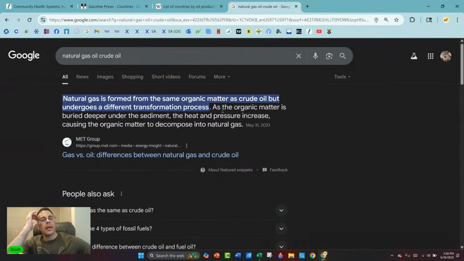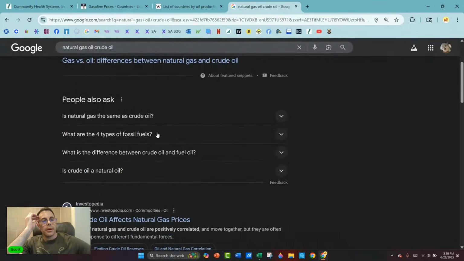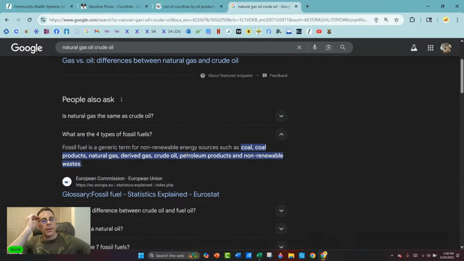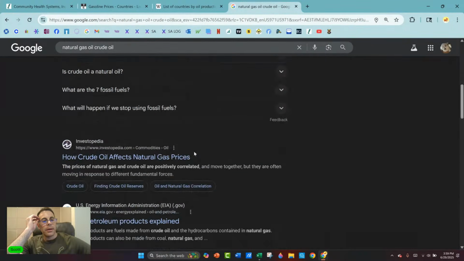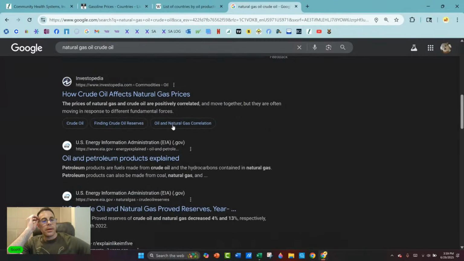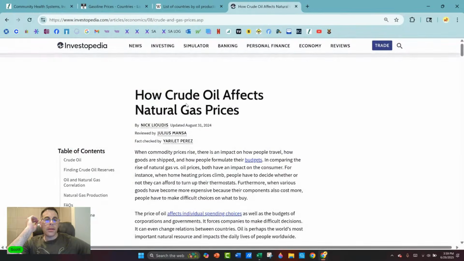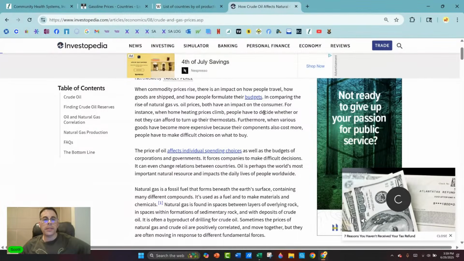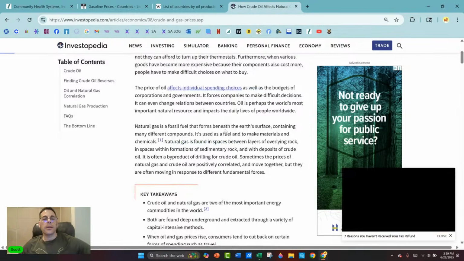Natural gas is formed from the same organic matter as crude oil. Coal. Comparing natural gas.